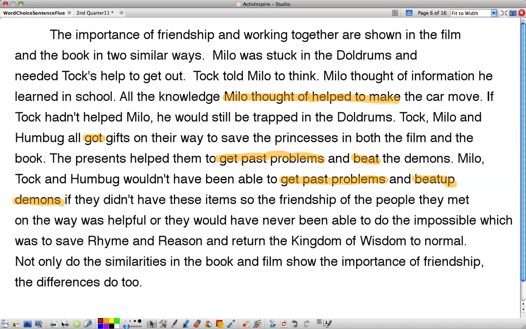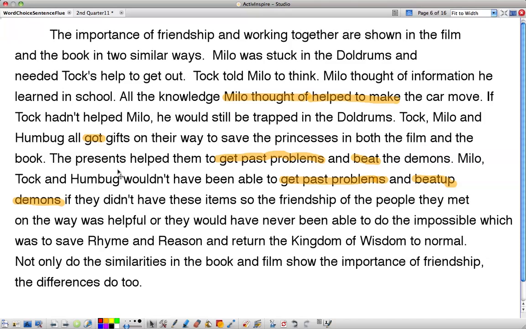Finally, I went through and I highlighted some general phrases that could probably be a bit spiced up. So instead of "Milo thought of helped to make," that is awkward. So I'm going to change that. Also, I say "he got gifts." "Got" is not the best word to use in an essay. So I'm going to think about changing that word too.